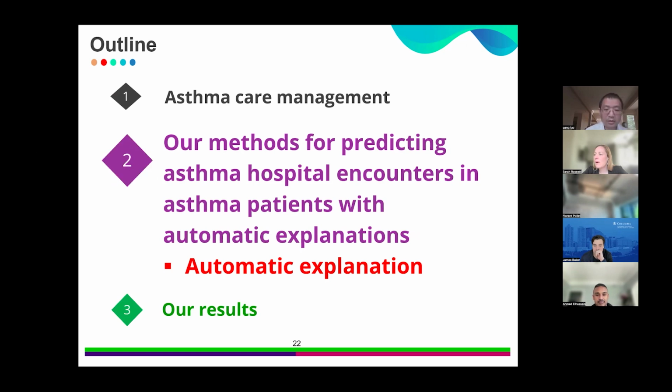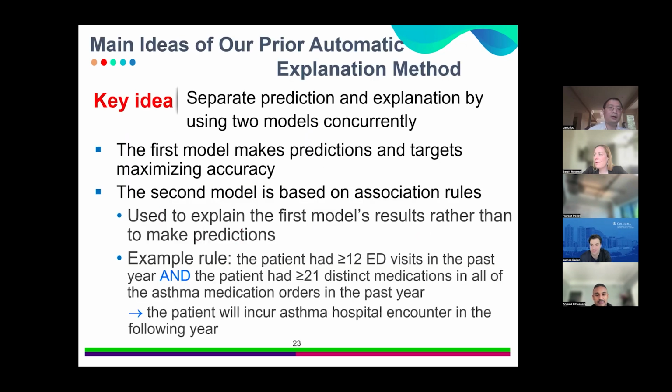So once we build the model, we can do automatic explanation. So this is how our method works. Previously, we developed a method to do automatic explanation. The idea is that we use two models instead of one model to separate prediction and explanation. The first model is whatever model we can use to make the most accurate prediction. So the goal is to target maximizing prediction accuracy. We don't want to sacrifice prediction accuracy at all.